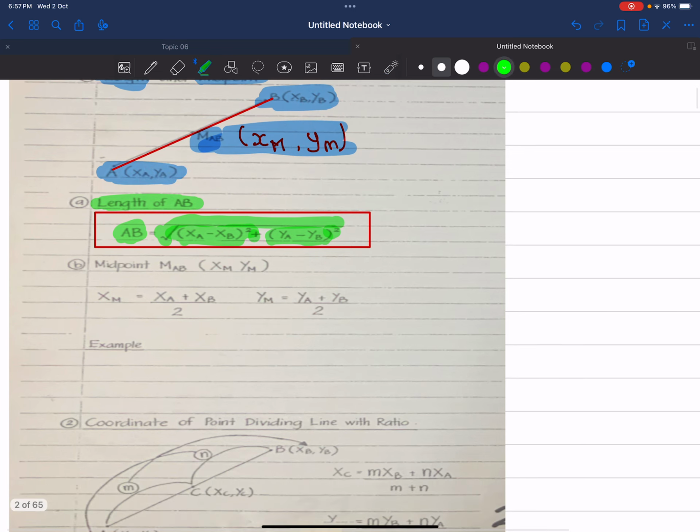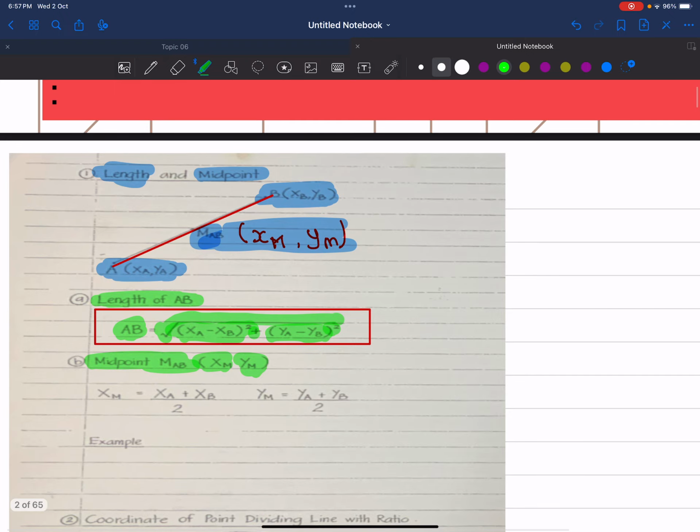The formula for midpoint, which I label capital MAB, with X coordinate XM and Y coordinate YM. The X coordinate of the midpoint is XA plus XB divided by 2. The Y coordinate of the midpoint is YA plus YB divided by 2.